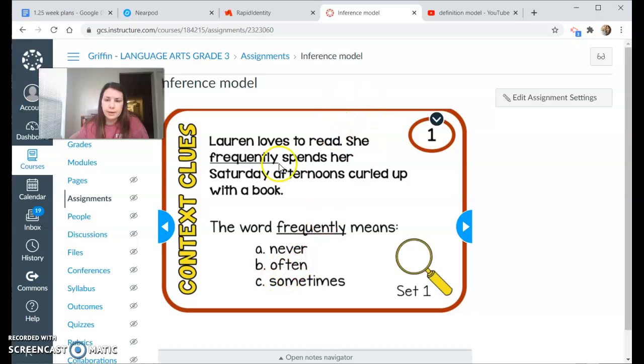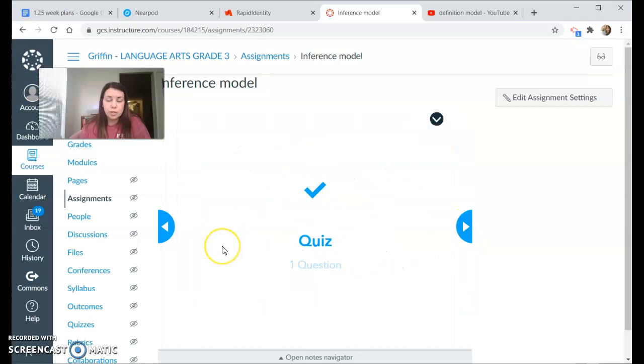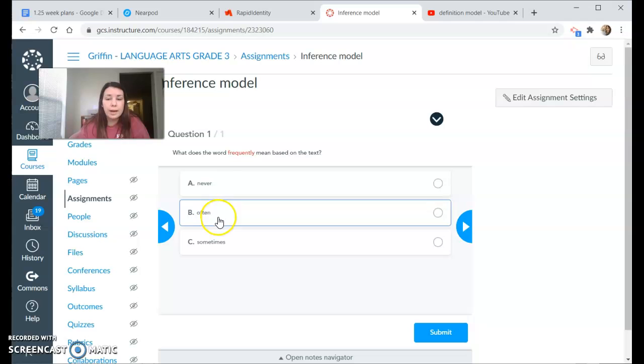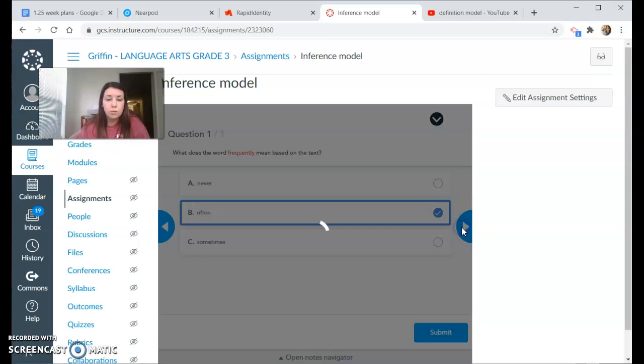Does it make sense if I say she often spends her Saturday afternoons curled up with a book? That does make sense if she loves to read. But let me consider the last option, sometimes. She sometimes spends her Saturday afternoons curled up with a book. Well, I know with my background knowledge and inferencing that if it's something that I love to do, I'm not just going to do it sometimes. I'm going to do it as often as I can. So I think the best answer choice is B. And in the next slide, in a quiz question, I get to click what I think is the best answer, which is B. I've explained why.